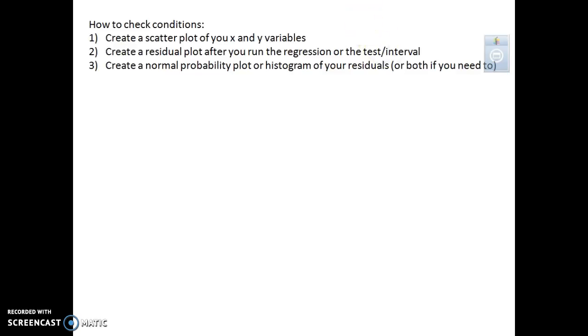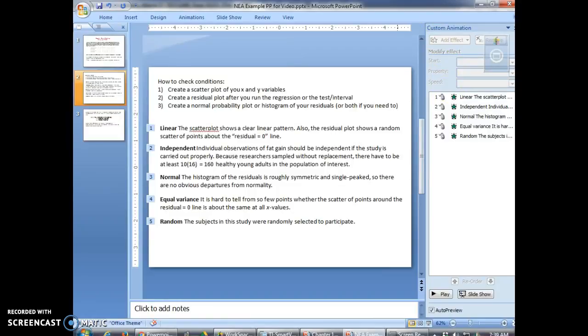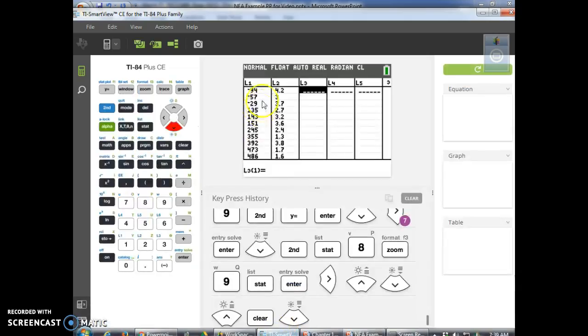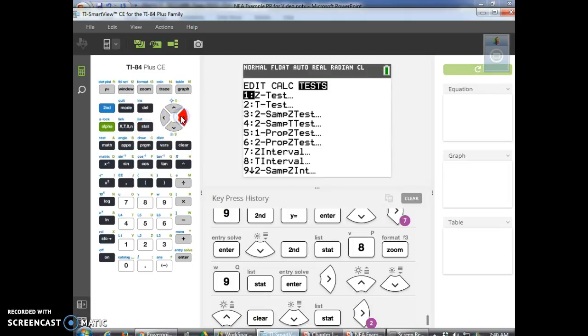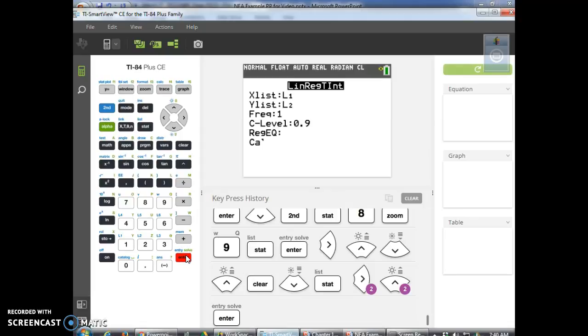So what I'm going to do is go to my calculator. I have already put in all my data, and you can see I have my NEA change here, and I have my fat gain here. So I have everything already in my calculator the way I need it. The first thing I'm going to do is go ahead and run LinRegTInt. So that will be Stat Tests, and for my calculator, it's going to be option G. So I'm just going to go up and grab option G.